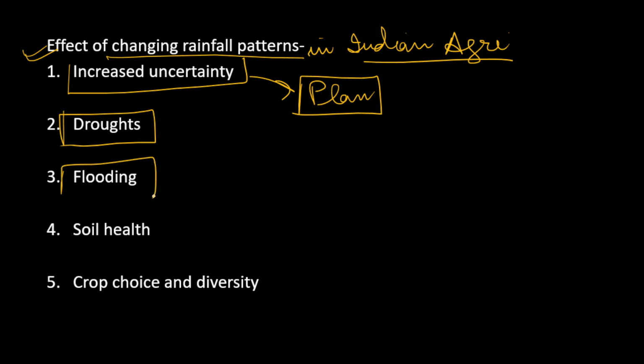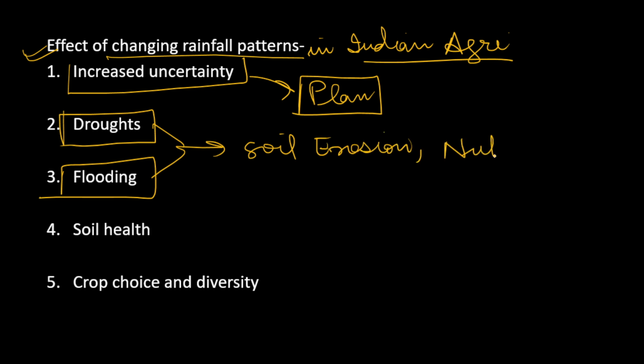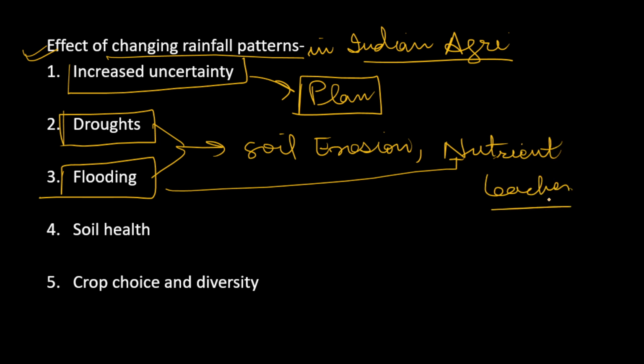Droughts could be a problem, flooding could be a problem, and due to these things there is excessive soil erosion also. Nutrient leaching is a problem due to droughts and floodings. Especially due to flooding, you will see nutrient leaching. With the excess water, the nutrients also leach sometimes to groundwater, sometimes to neighboring water bodies. So all these things are a problem.